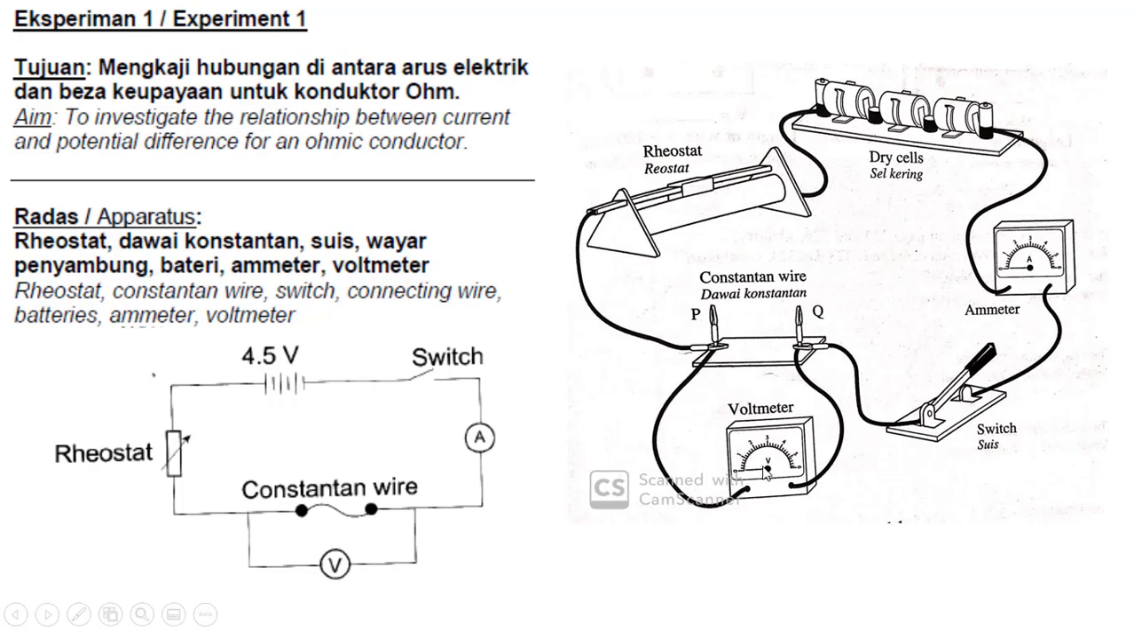And we take a voltmeter parallel, across the constant wire. So this is the circuit diagram. So 0.5 volt, 3 batteries, we have the rheostat, constant wire, and the switch, and the voltmeter in parallel across the constant wire.